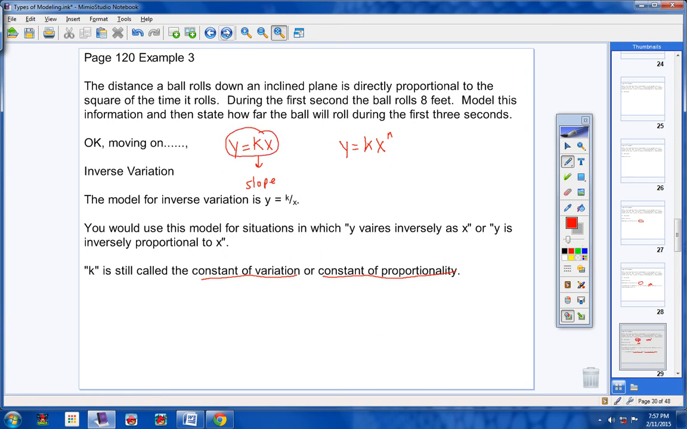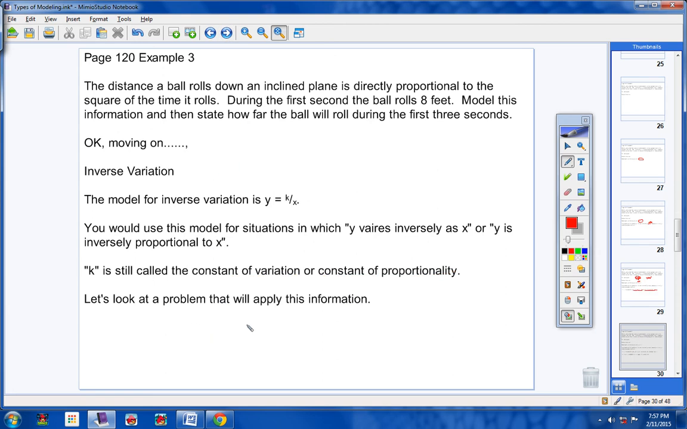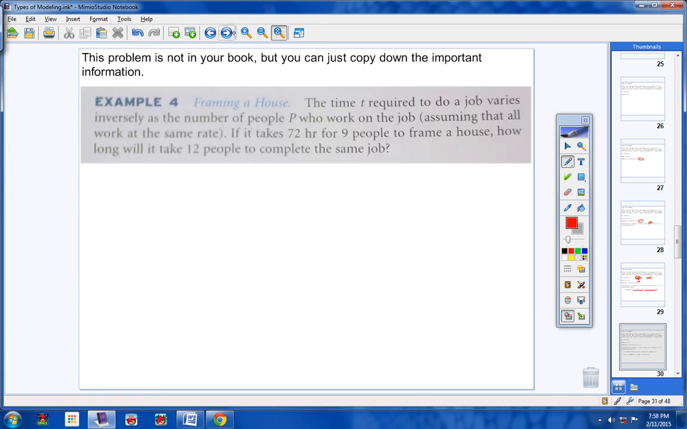Alright, let's continue on. Now, let's look at a problem that will apply this information. So I think this will make sense. Take some really good notes and pay attention. Here we go. This problem is not in your book, so you can just copy down the important information. I'm going to pause for about a minute to a minute and a half here while you guys go ahead and copy down this whole entire problem, or you might just copy down the important parts of the problem. That's up to you.